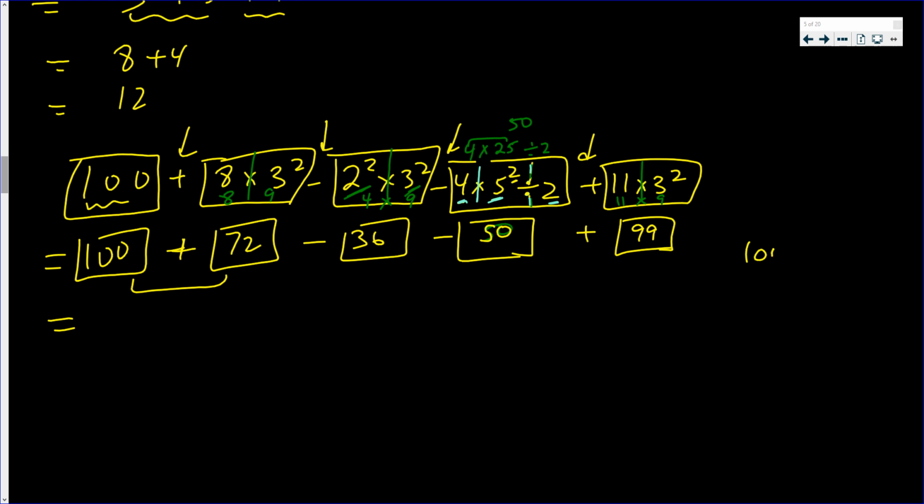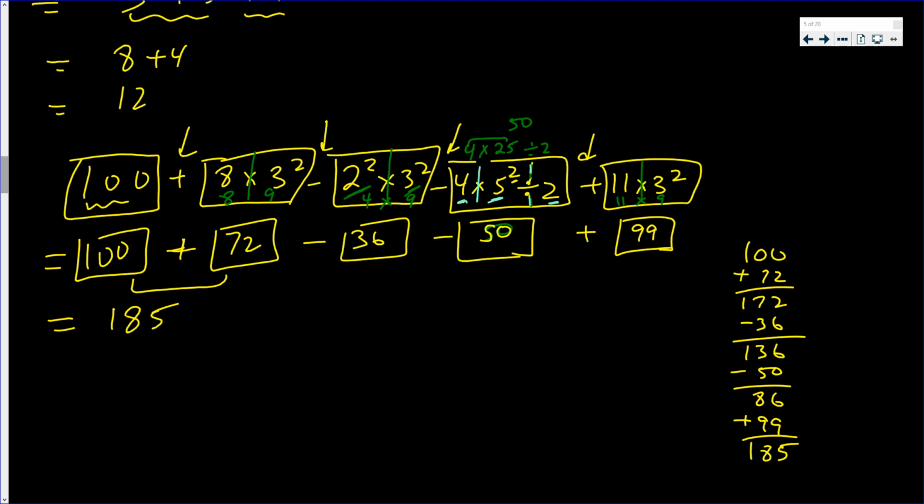So, now we're ready to do it. 100 plus 72 is 172. Take away 36, you get 136. Take away 50, you get 86. Add 99, you get 185. 185. Okay, do not multiply until you know where that multiplication symbol is.